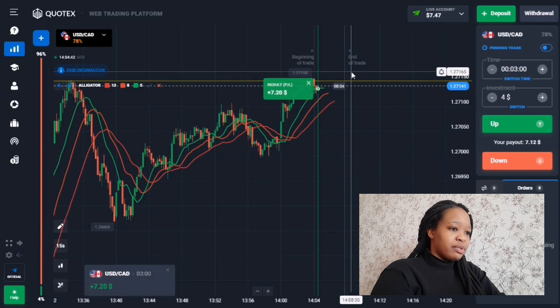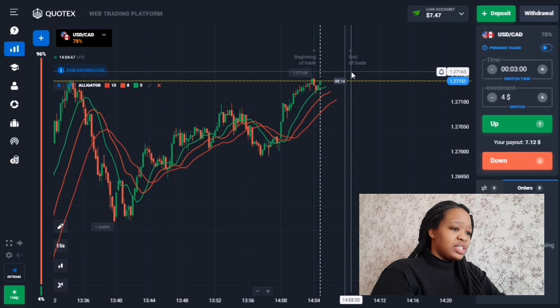Well, it's awesome. The price moved upwards and it has brought me my profit. The indicator really showed a very good entry point. So I'm ready to continue with my trading.